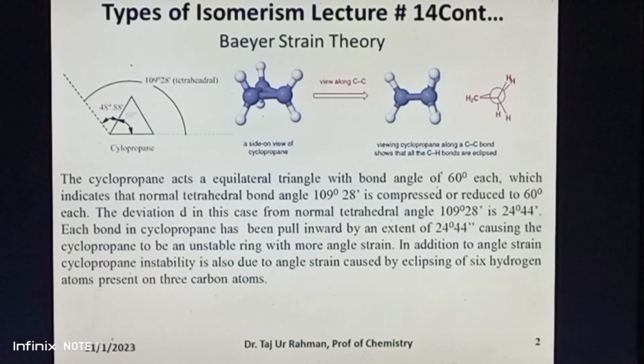This means that the cyclopropane ring has been compressed from the normal tetrahedral bond angle of 109 degrees 28 minutes by an extent of 24 degrees 44 minutes on each side. Due to this compression of the bond angle from the normal tetrahedral bond angle, cyclopropane is a highly unstable ring with more angle strain. In addition, all the six hydrogen atoms and three carbons of cyclopropane are eclipsed due to the planar nature of cyclopropane, and hence this eclipsing of these six hydrogen atoms and carbons also contributes much to the instability of cyclopropane.